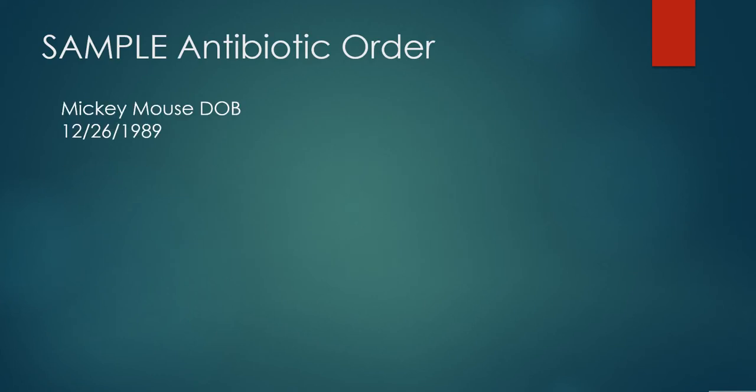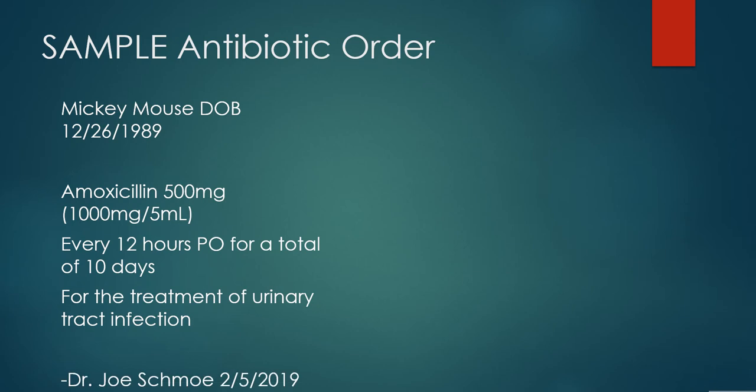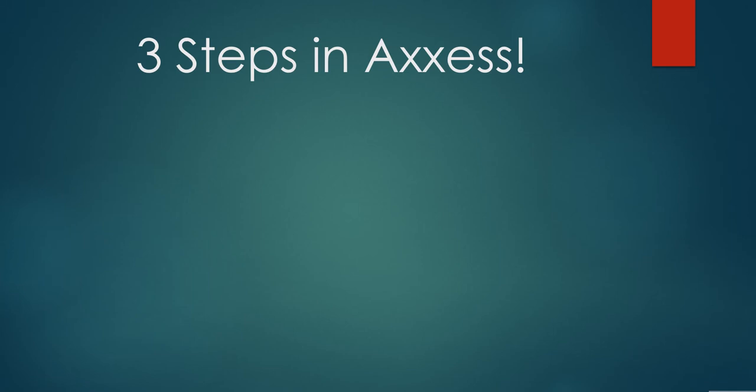So we have a sample prescription for Mickey Mouse, date of birth 12/26/1989, for amoxicillin 500 milligrams. Note the concentration of the liquid amoxicillin is 1,000 milligrams in every 5 milliliters. This medication is to be given every 12 hours by mouth for a total of 10 days for the treatment of a urinary tract infection. This order was given by Dr. Joe Schmo on 2/5/2019.